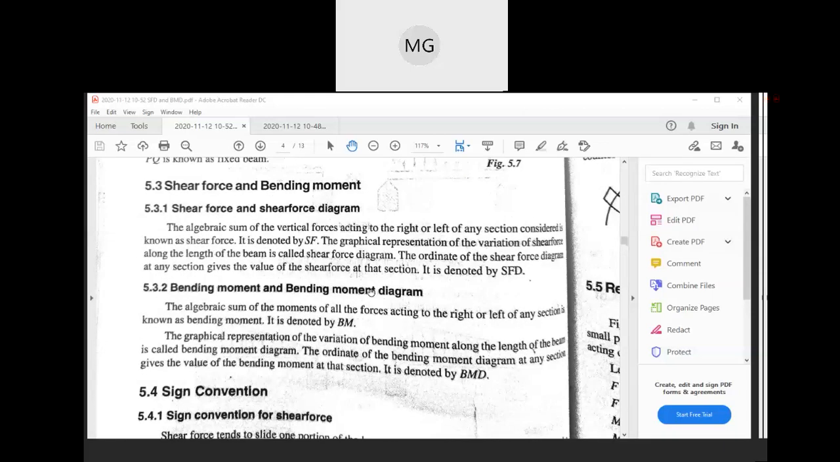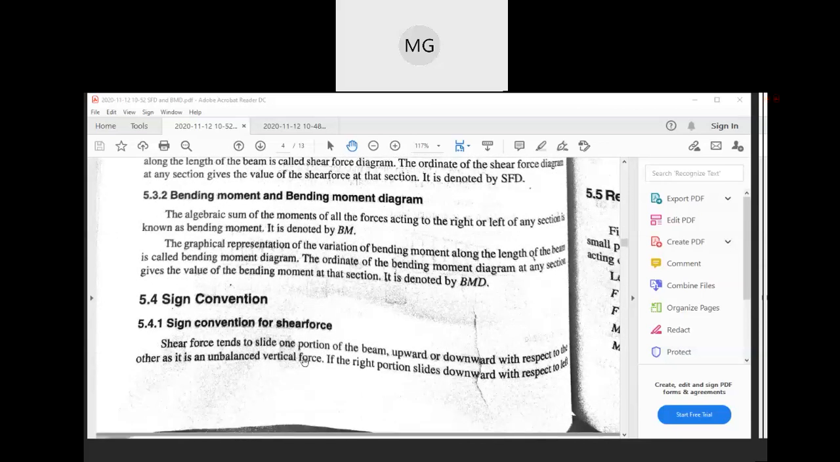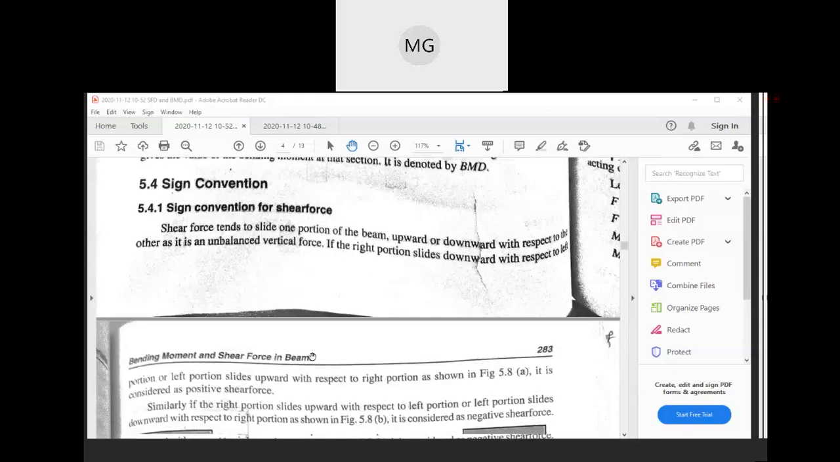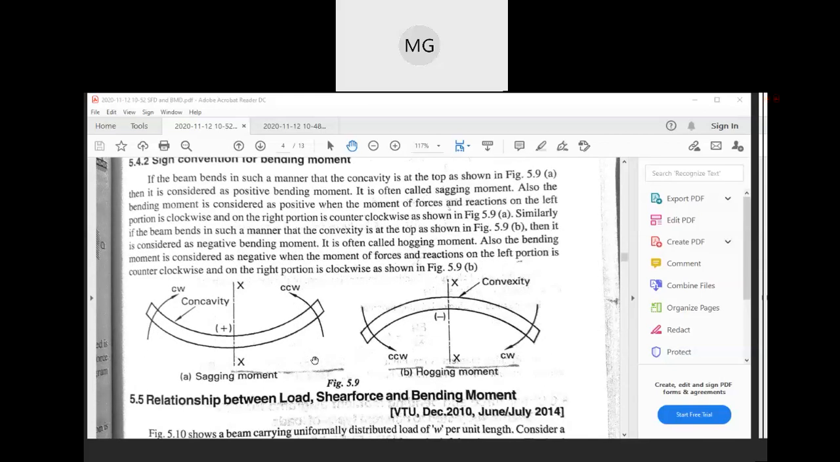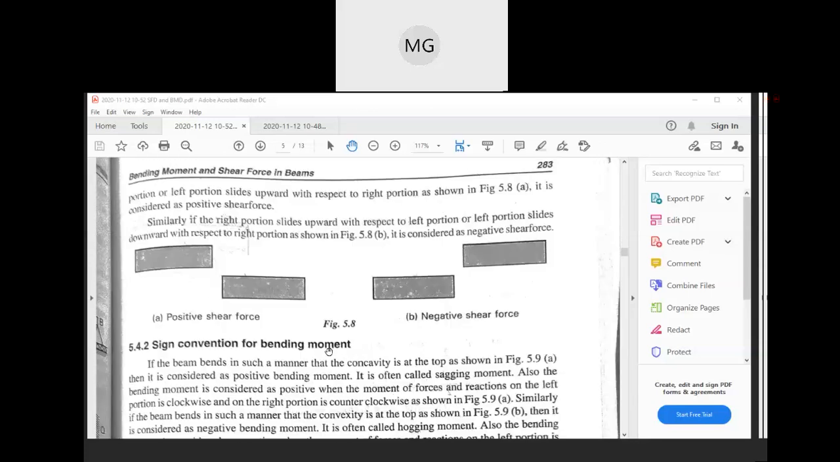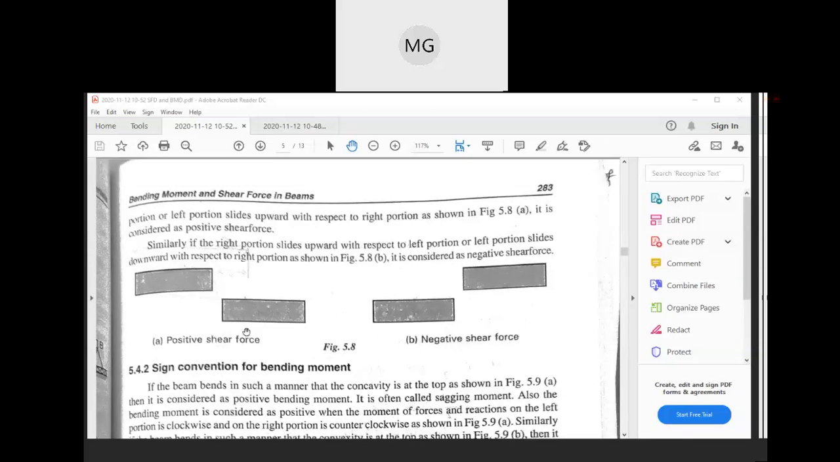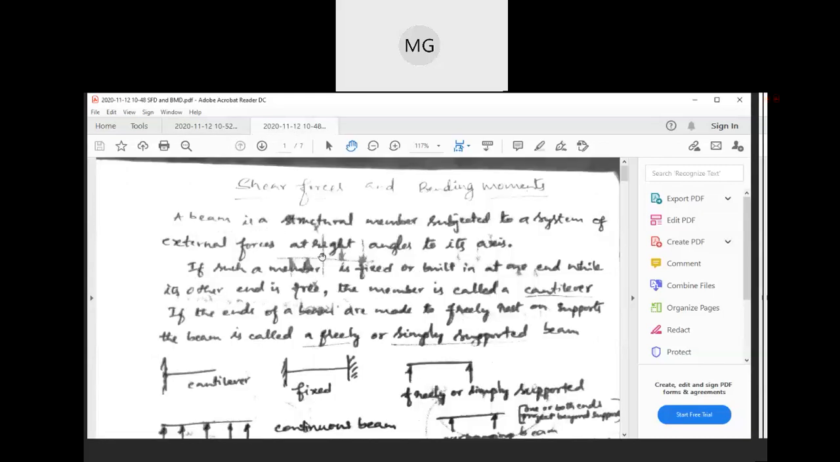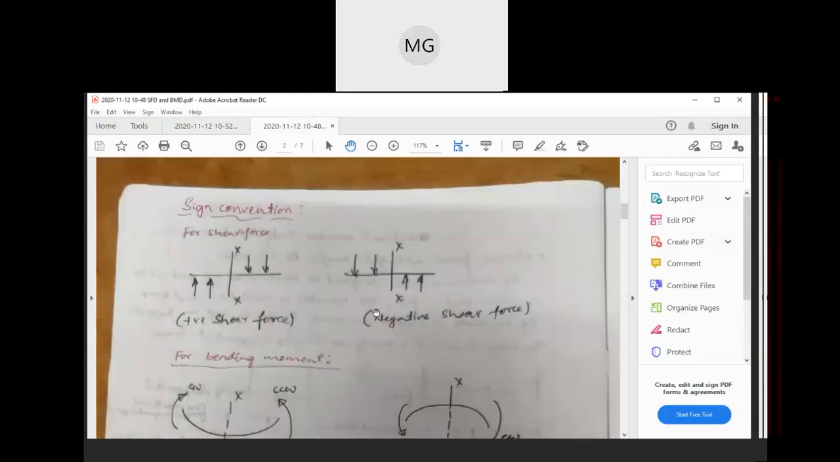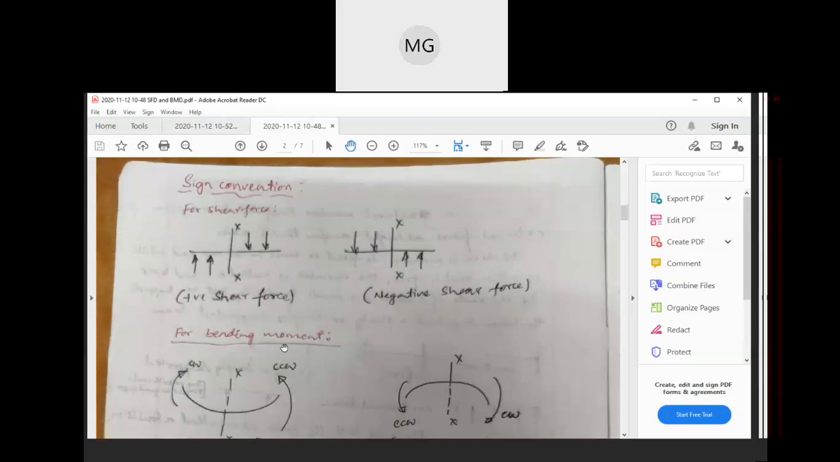Bending moment. Now, sign convention. This is very, very important. Remember, if you note it down, then it's good. Sign convention for the shear force. Here it is a little bit difficult to understand. You note down this sign convention. It is easy to understand while solving problems also. Note down this sign convention for shear force.